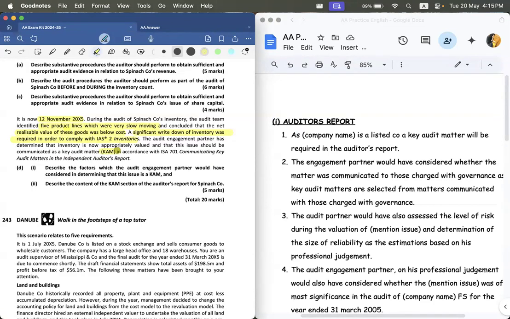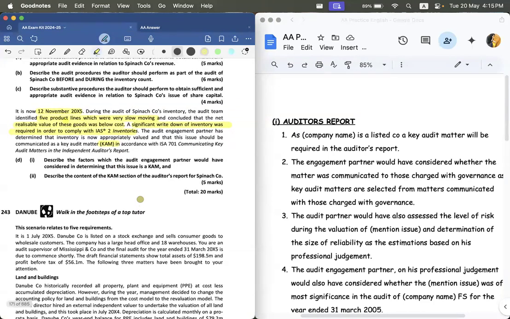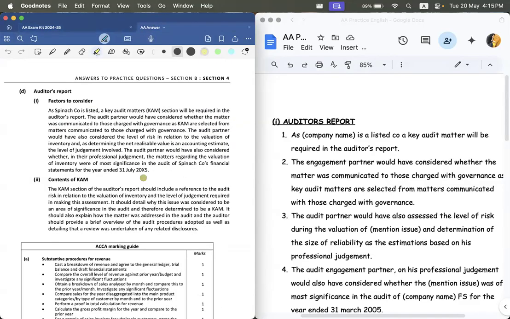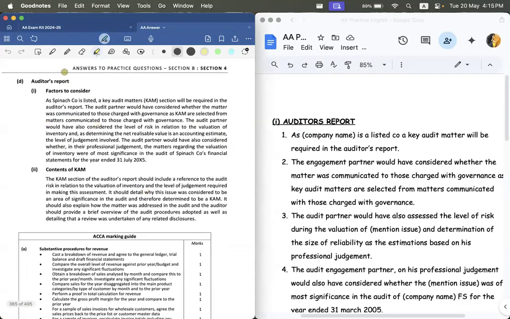Clear? So the requirement is as follows. Describe the factors which the audit engagement partner would have considered in determining that this issue is a CAM. And the second part of the question asks you to describe the content of the CAM section of the auditor's report for Spinach Company. Clear? So the answer is for 5 marks, right? If you mention 5 valid points, you're going to get 5 marks. Understood? That is how it works. Clear now?